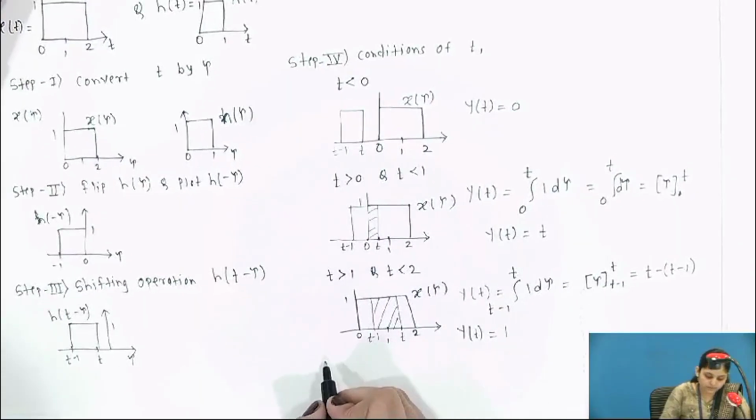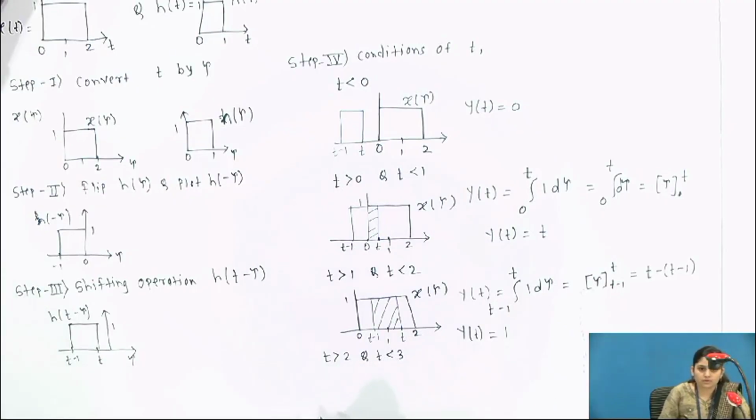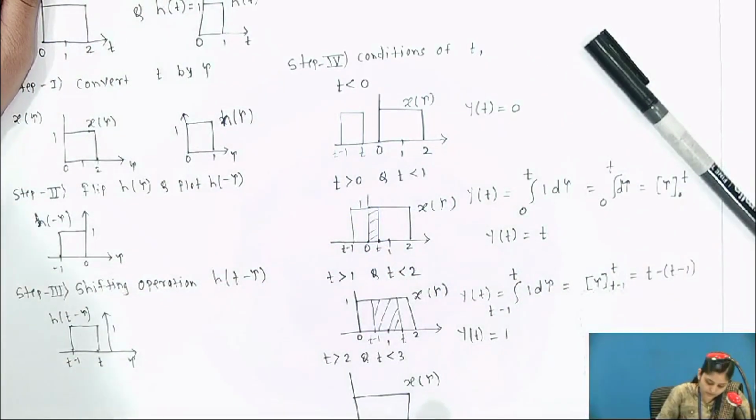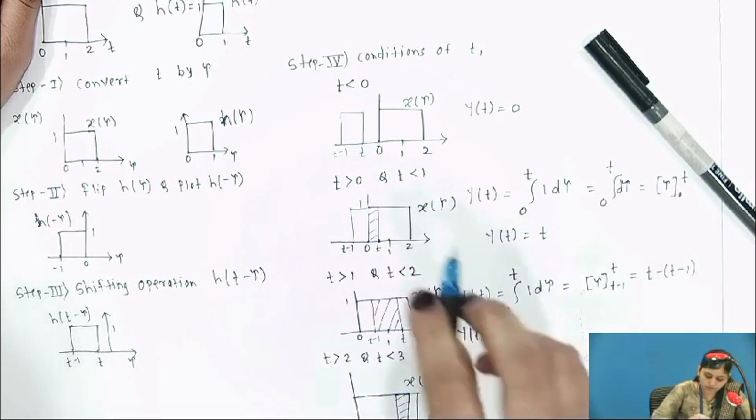Now check for the next condition. So what is the next condition? When t is greater than 2 and t is less than 3. See what happens in this condition. Again we have to plot the graph of x of τ, which is between 0 and 2, on the τ axis, and then plot h of τ. Now t is greater than 2 but less than 3. Suppose 3 is here, that means our graph for greater than 2 starts here, but it is less than 3. So here it is t, and here it is t minus 1. The overlapping region is this one between x of τ and h of τ.